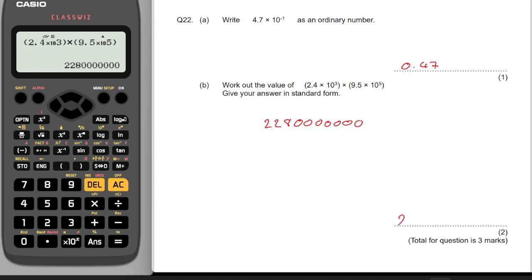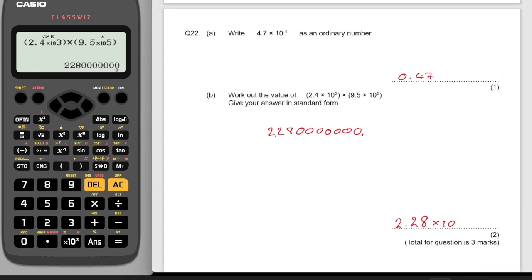I'm going to do this straight away without the calculator. So in effect, my decimal point's there, and I want to move it to there. So I'm moving it 1, 2, 3, 4, 5, 6, 7, 8, 9 places. So it would be times 10 to the 9.